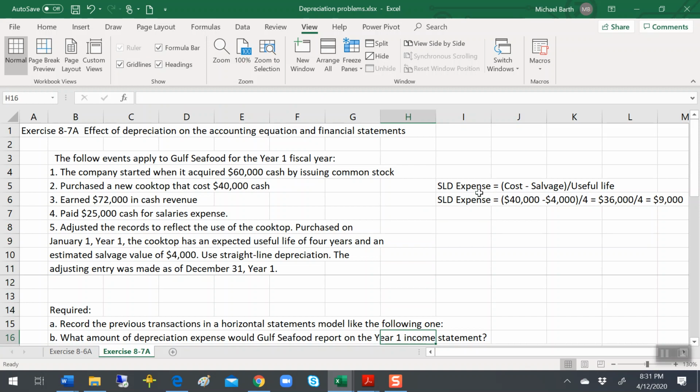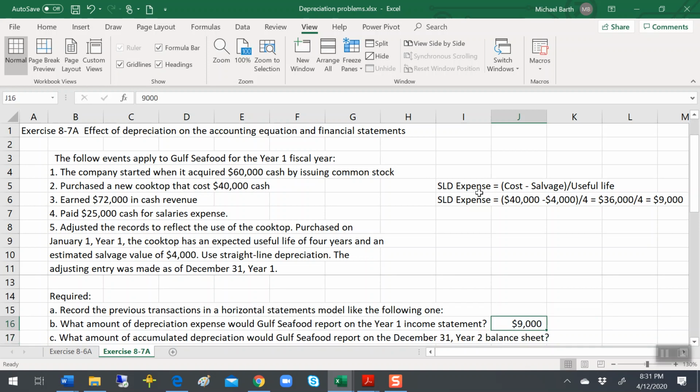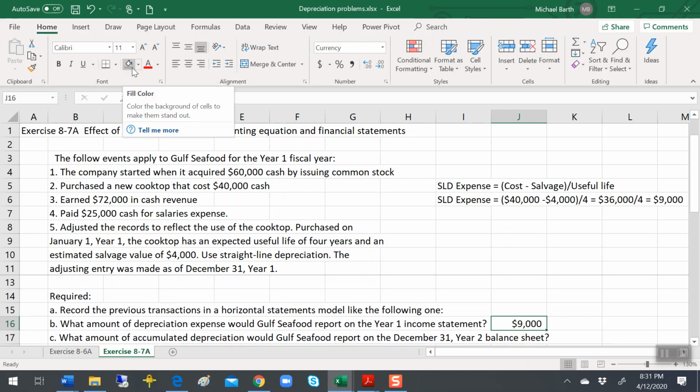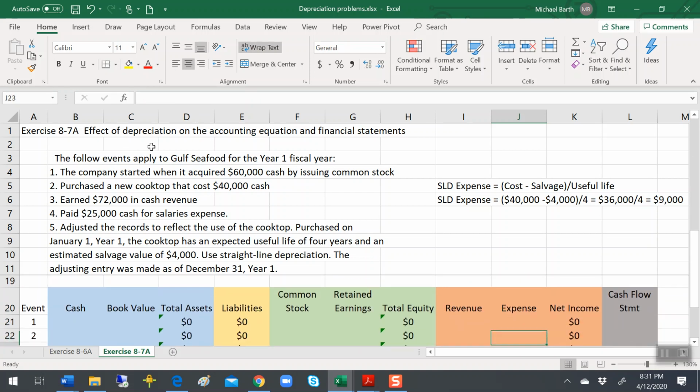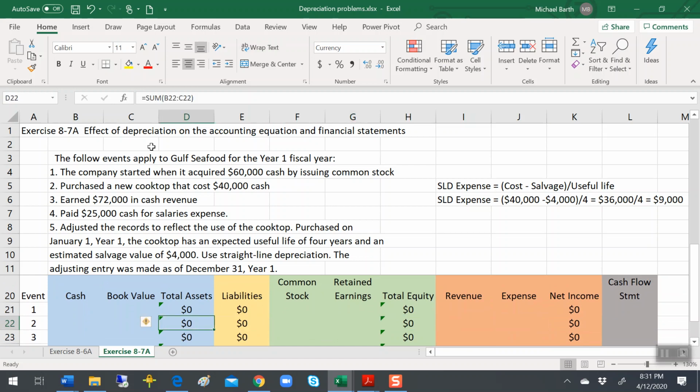What amount of depreciation would they report? Every year they'd report $9,000. And every year, all 4 years, they actually report depreciation expense over the useful life of this asset. All right, so now we want to go down here and record all this in this horizontal statement.